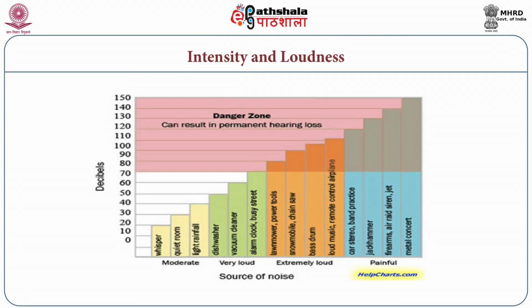Similarly, here is another representation. The source of noise is given roughly. The moderate ones, there are a few, in the 10, 20, 30 decibel range, you find that they are kind of moderate intensity sounds with decibels in 30 or 40. Then louder sounds are in the range of 50 to 70 decibels, and then we go extremely loud and painful.